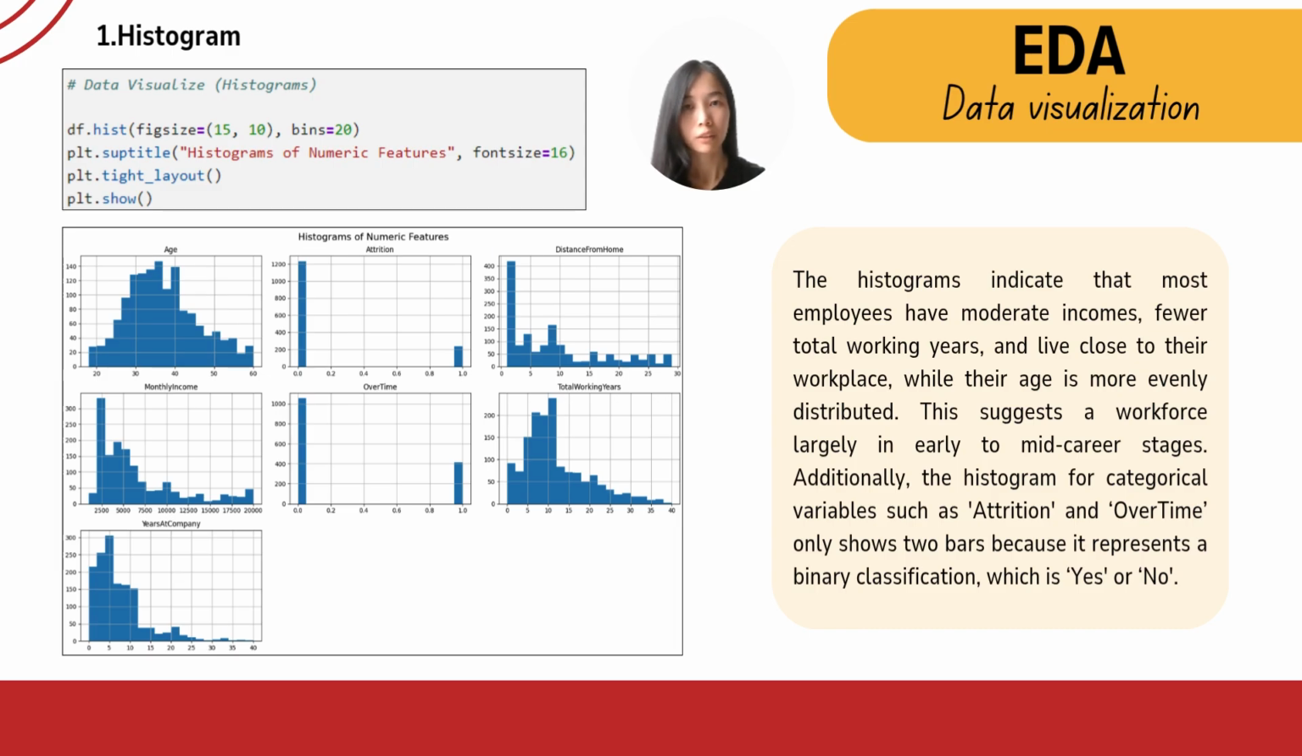For data visualization, the first one is the histogram. The histograms indicate that most employees have moderate incomes, fewer total working years, and live close to their workplace, where their age is more evenly distributed.